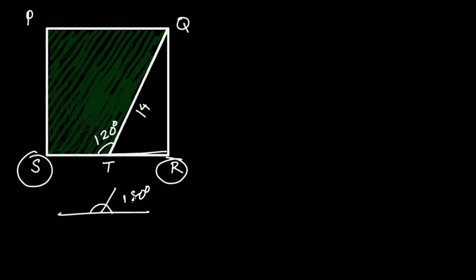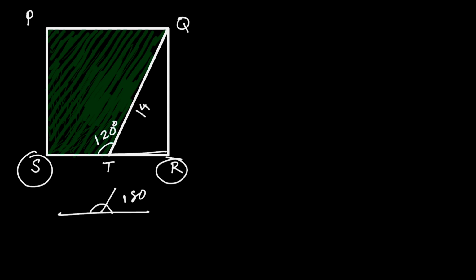Let's start by examining the angle at point T carefully. Notice that SR is a straight line, and any straight line forms an angle of 180 degrees. Since angle QTS is 120 degrees, the angle on the other side, angle QTR, must be 180 degrees minus 120 degrees. That gives us 60 degrees.